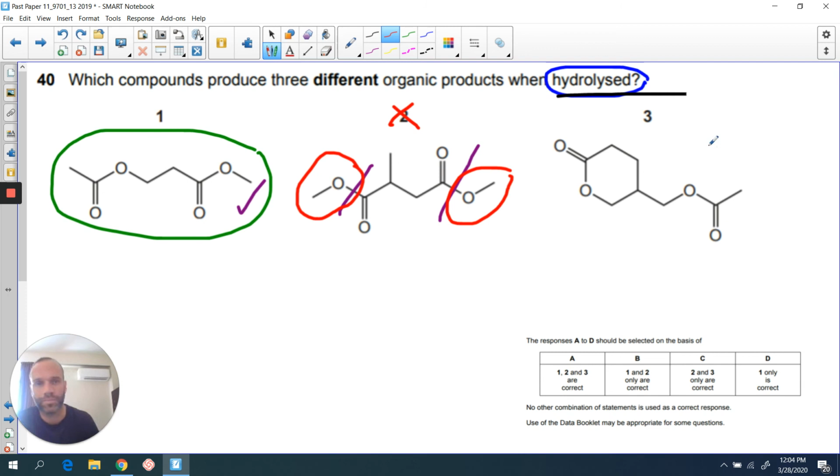Let's look at this third one. This does look a little bit more complicated. Again, let's just draw a line in where these bonds are going to be broken. So we're going to have that broken there. We're going to have that broken there, okay? So let's have a look. All right, so the reasoning behind why this can't be an option here is slightly different.